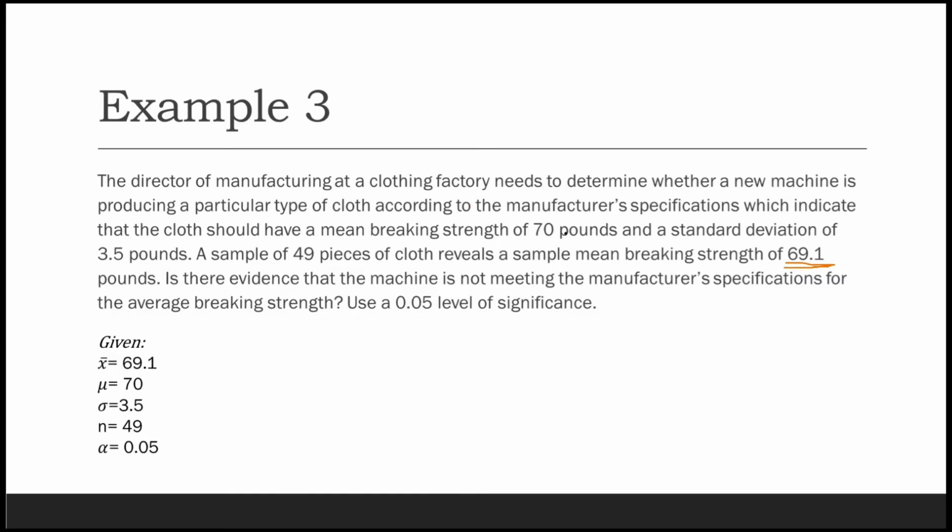The mean is 70 pounds. The standard deviation is 3.5 pounds. So ito yung ating standard deviation. Yung n natin is 49. And then the level of significance is 0.05.